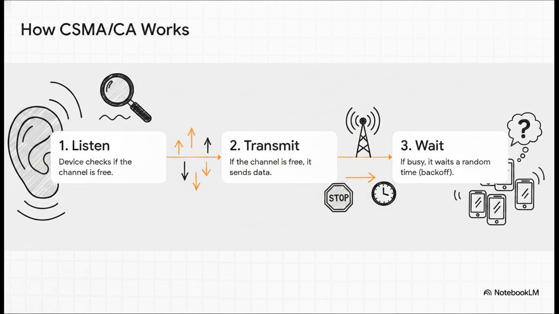If it's quiet, great, it sends its data. But, and this is the key, if it hears someone else talking, it doesn't just barge in. It waits for a random, tiny slice of a second, and then it listens again. It's this simple act of politeness that lets dozens of your devices share the same Wi-Fi channel without a problem.